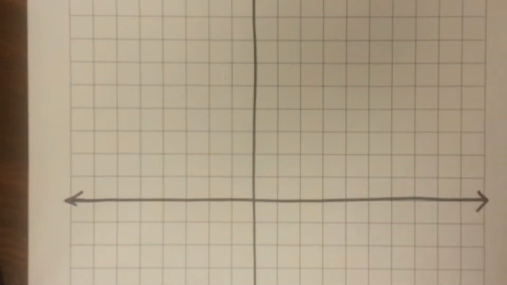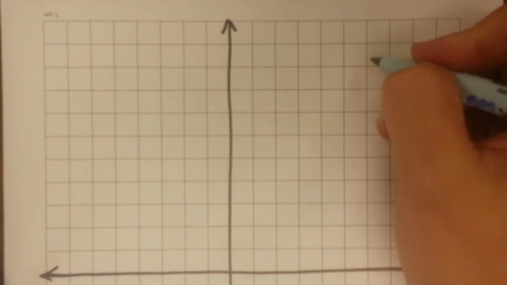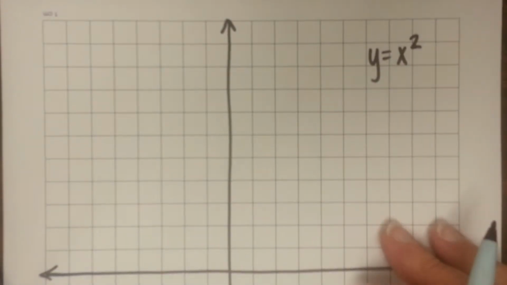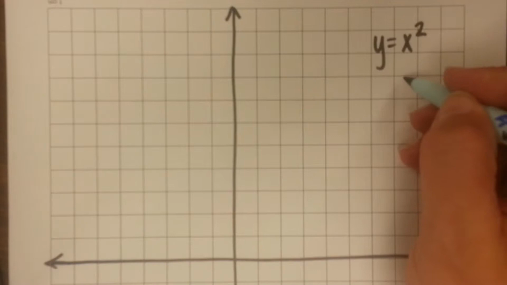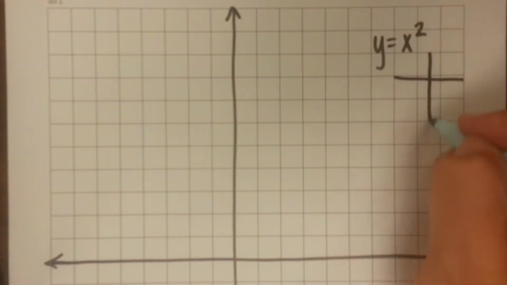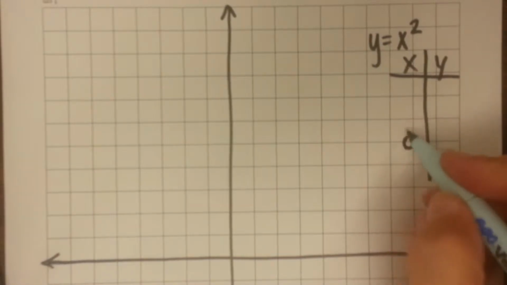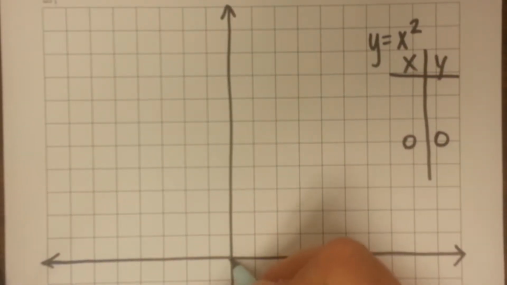Say I have a graph here, and I want to come up with some points for the equation y equals x squared. And we'll just start with this one since it's the most basic one. For this one, I'll create a little table over here. And we're just going to put some numbers in. I'm going to start with 0. If I throw in 0 and square it, I'm going to get out a 0. So I have the point 0, 0.